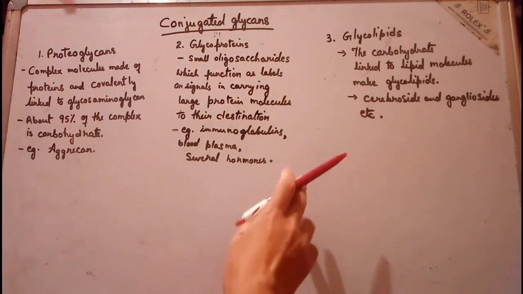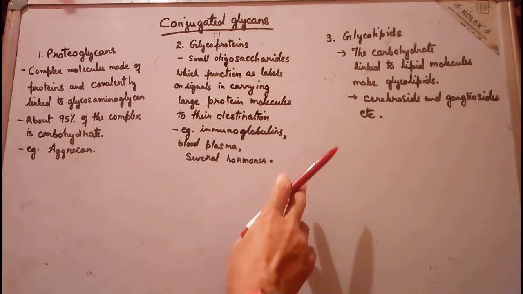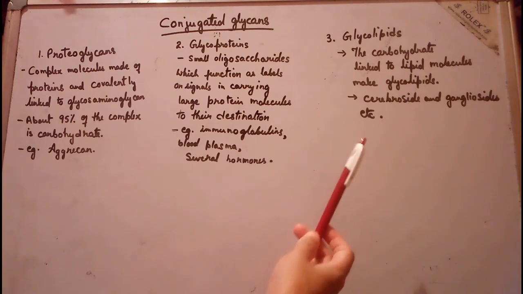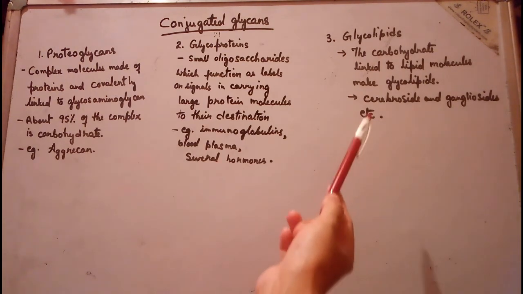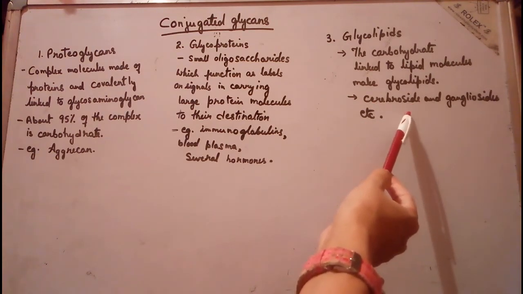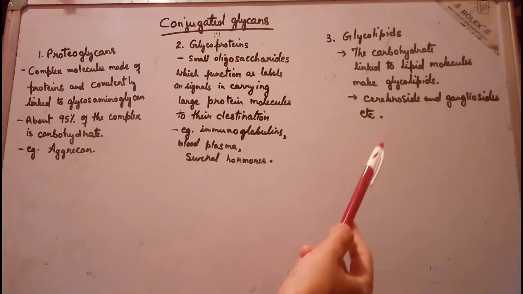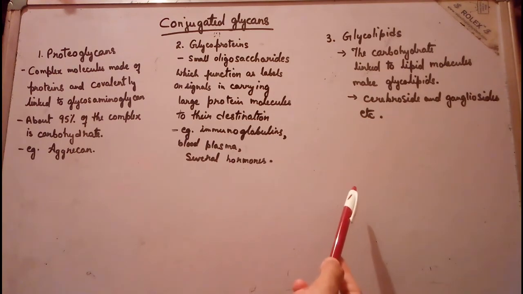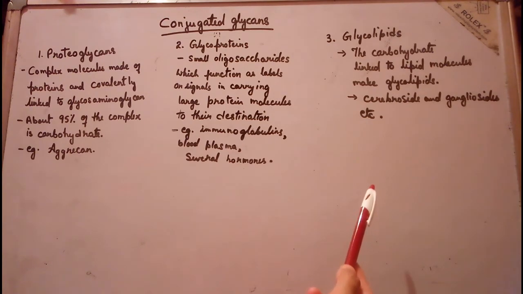Now we come to the next group of conjugated glycans, the glycolipids. The carbohydrate moieties may also join with lipid molecules, and several of them are important constituents of the cell membrane. The simplest glycolipid known is cerebroside, which contains a single sugar residue, either glucose or galactose, and is derived from sphingosine where the amino group is linked to a fatty acid by an amide bond.